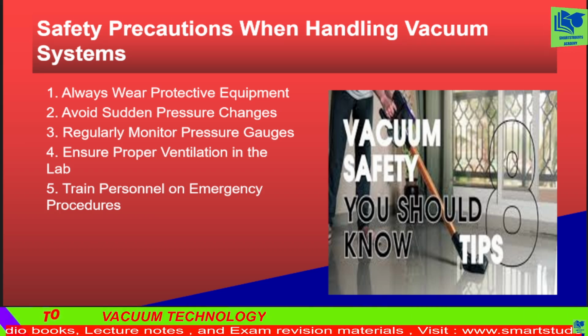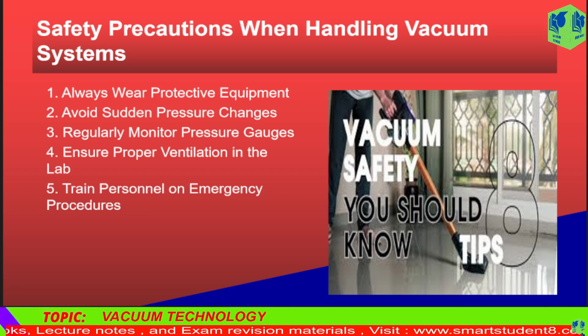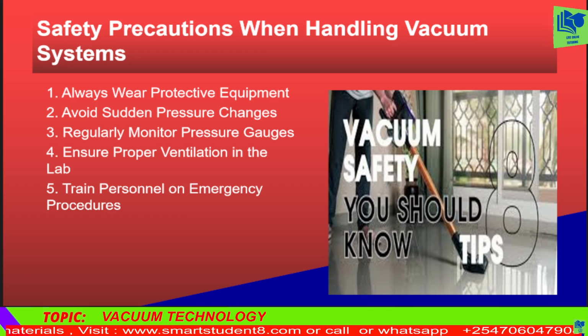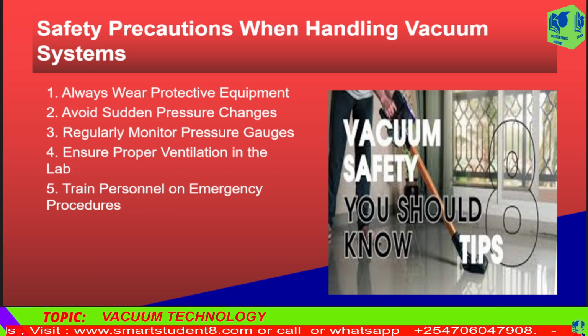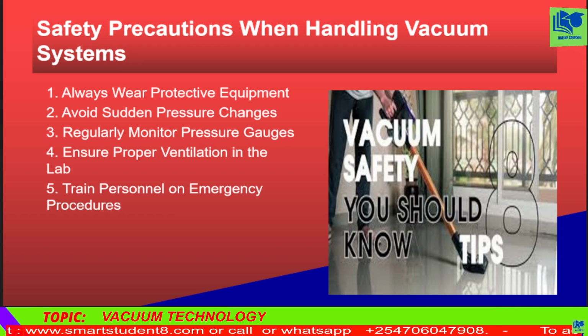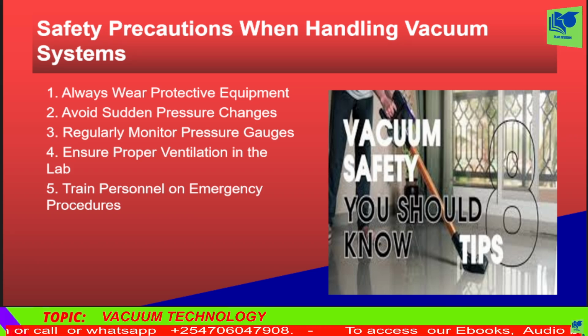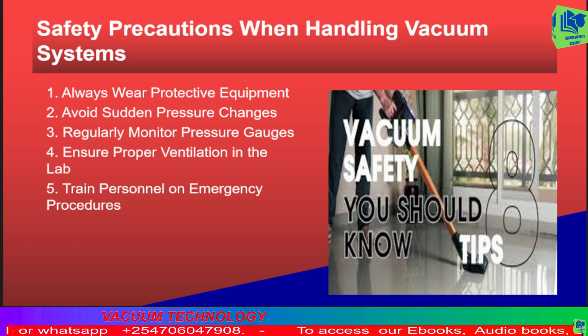Regular inspection of pumps and seals, cleaning of chambers and pipelines, lubricating moving parts, and timely replacement of worn-out components are all crucial for maintaining the system's functionality. Equally important are the safety precautions, including wearing protective gear, avoiding sudden pressure changes, monitoring pressure gauges, ensuring proper ventilation, and training personnel in emergency procedures. By following these care and safety tips, you can ensure that your vacuum system remains reliable and safe for use in your work environment.